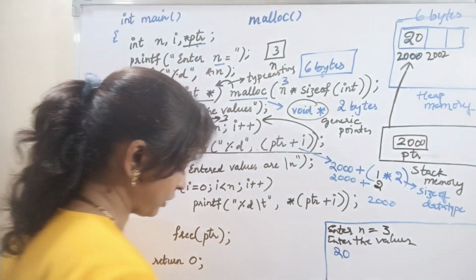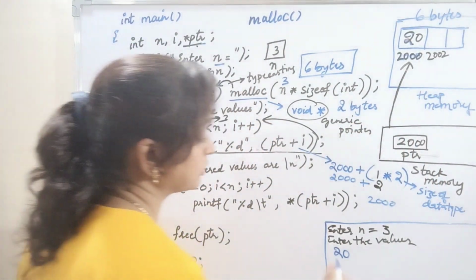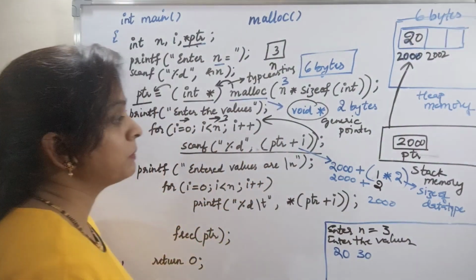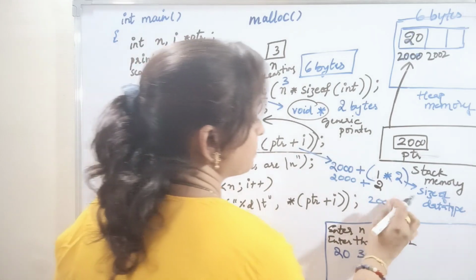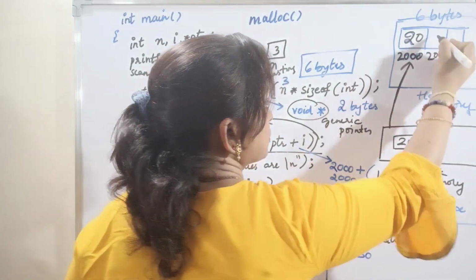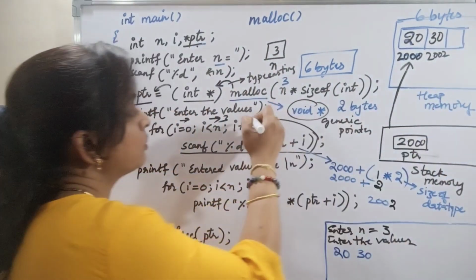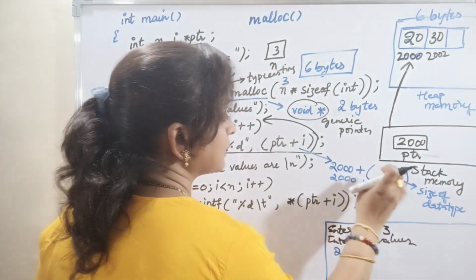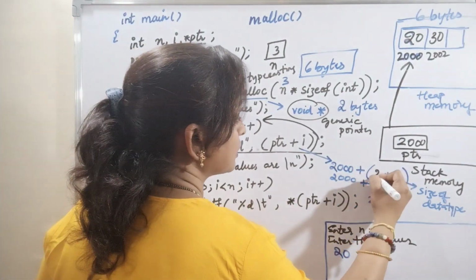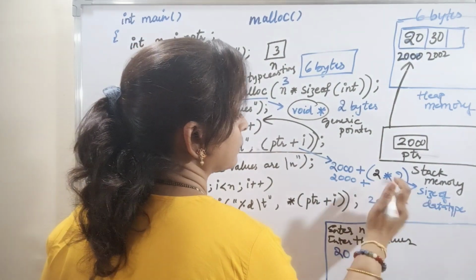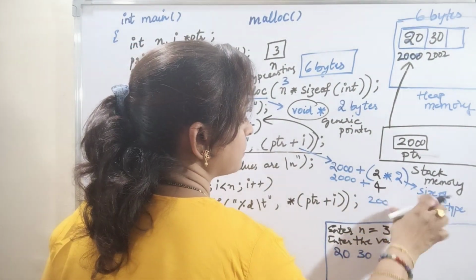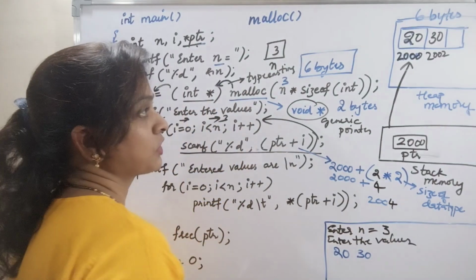Next value I am going to input, say I am going to input 30. So that will be stored in PTR plus I. That is 2000 plus 2, which is 2002. Again look back, I gets increased. It is 2. So what is 2 into 2? It is 4. So 2000 plus 4, it is 2004.